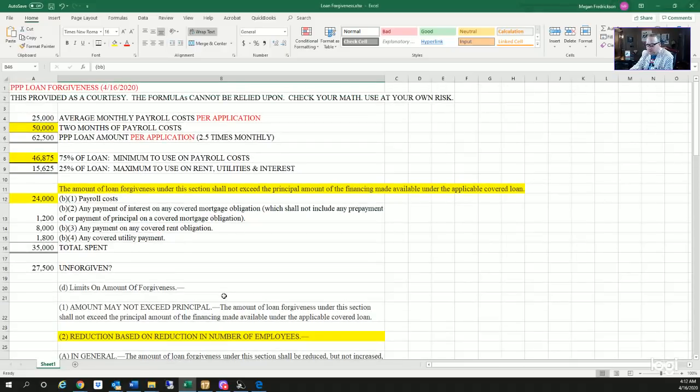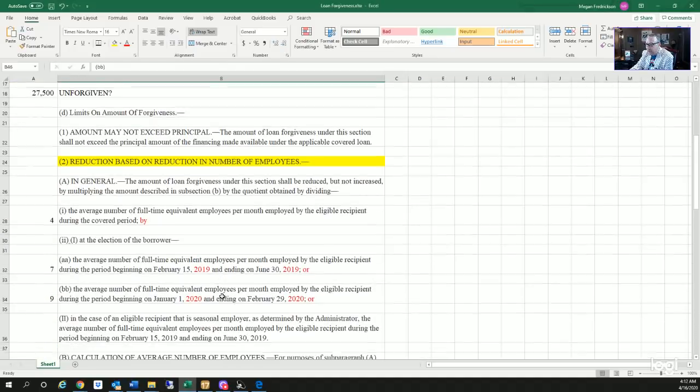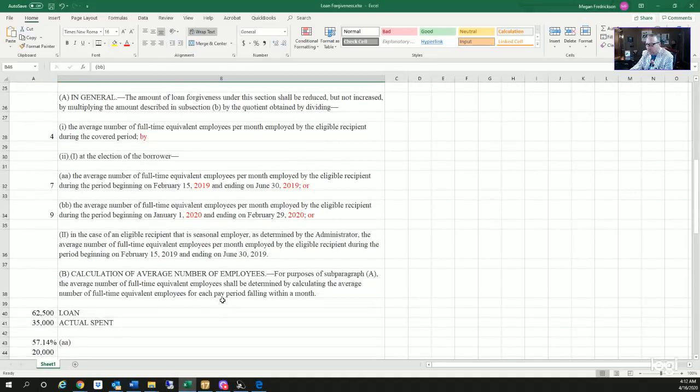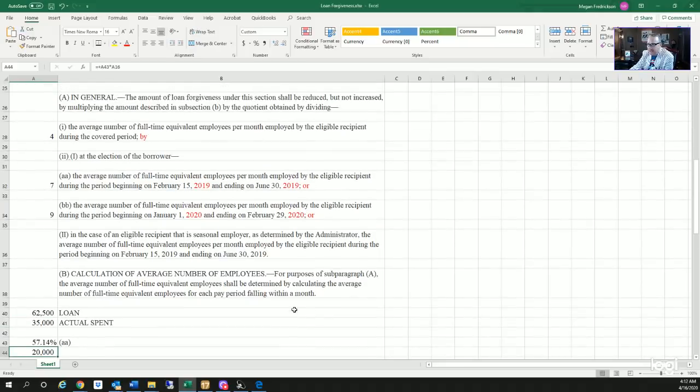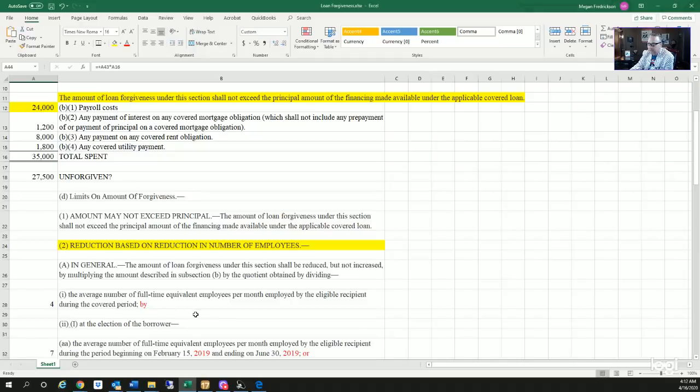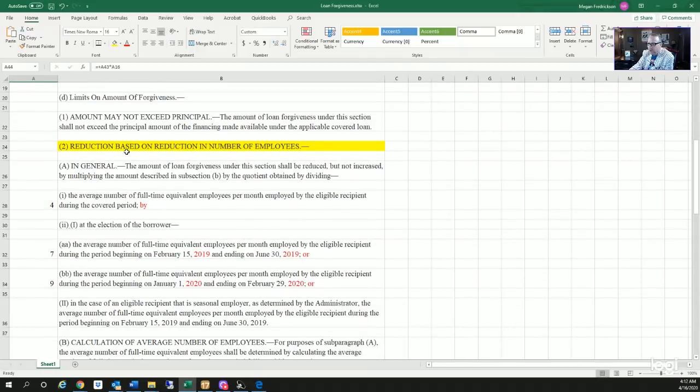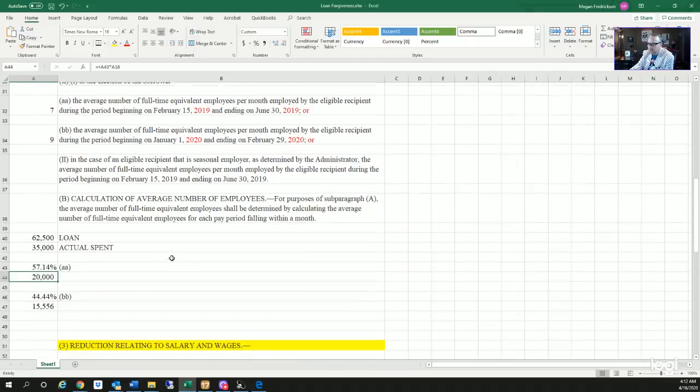And I'm just going to be honest with you. I've read this over and over. Okay? $57, here's 20 grand. This, boom, 15. I mean, is this saying that I spent 35, but I'm only going to get credit as though I spent 20? That doesn't make any sense. But it says here, reduction based on reduction in number of employees. Like, what?